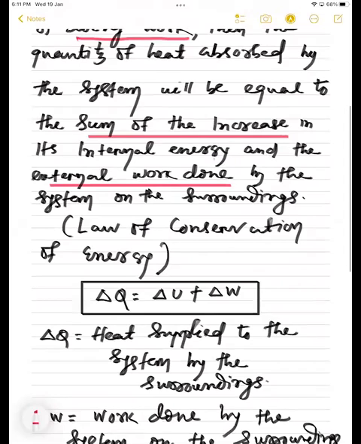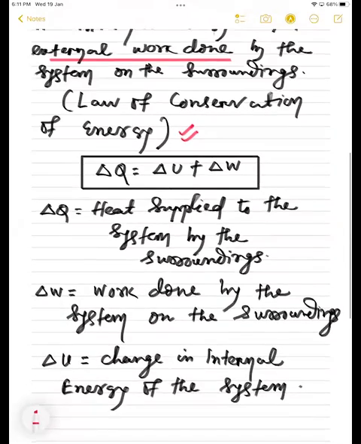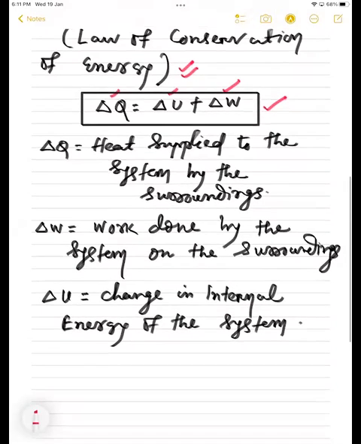Okay. And overall it says that no energy is wasted. Whatever heat you are giving is converted to some work done internally, and externally some work is also done. So mathematically we can write delta Q is equal to delta U plus delta W. That means heat supplied to the system by the surroundings is converted to delta W, the work done by the system on the surroundings, and delta U is the change in internal energy of the system, how much energy we are getting. We'll take an example to understand that, right? Let's see.